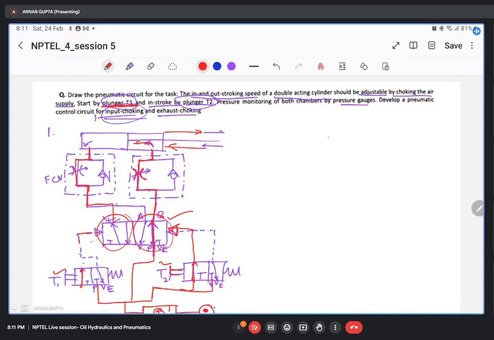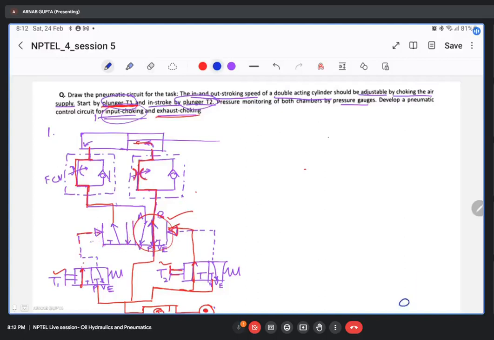This is how it is going to work. Again, when you are drawing the diagram, you should draw it either for retraction or for extension. You shouldn't confuse between the two. Okay. Now, about the exhaust throttling, I will draw it on this particular diagram only. So I'm just erasing. It's already too clumsy. Let me draw another diagram. It will take less time.